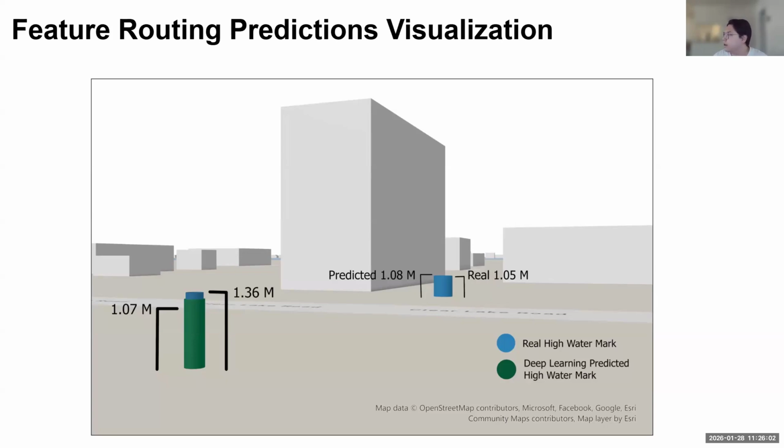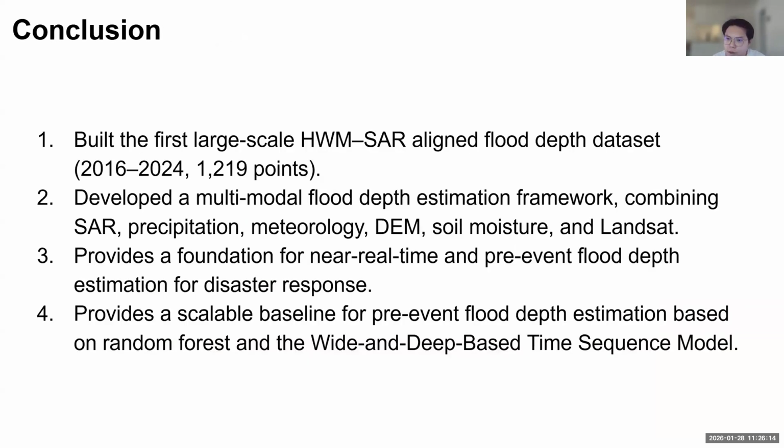So this is the urban setting. And right, so this basically is our work on the feature routing modeling part. Dr. Zhou, do you want to do the conclusion? You can continue. Okay, sure.